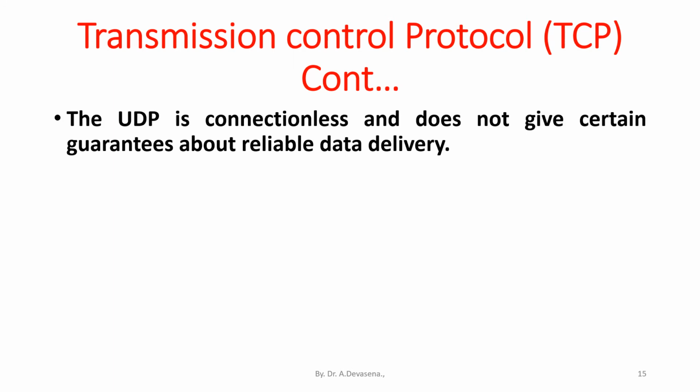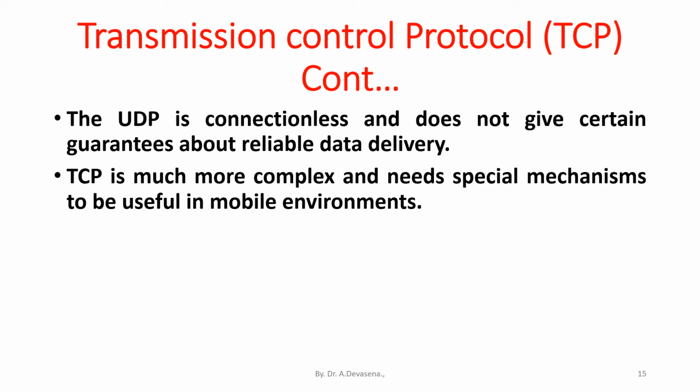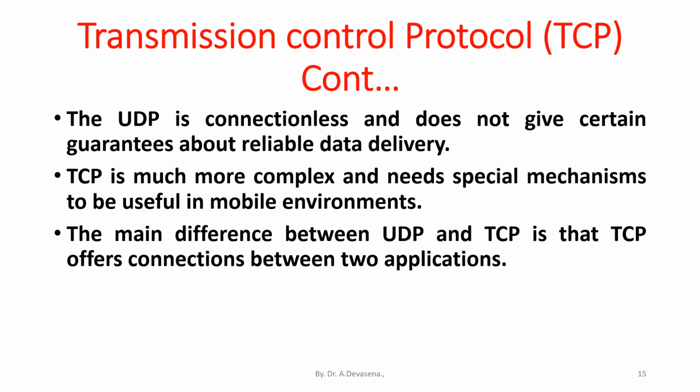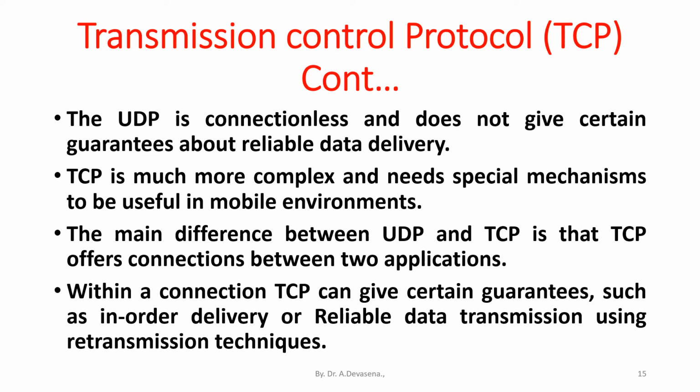UDP is connectionless and does not give certain guarantees about reliable data delivery. TCP is much more complex and needs special mechanisms to be useful in mobile environments. The main difference between UDP and TCP is that TCP offers connections between two applications. Within a connection, TCP can give certain guarantees such as in-order delivery or reliable data transmission using retransmission techniques.